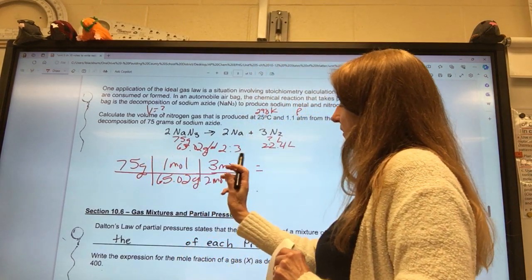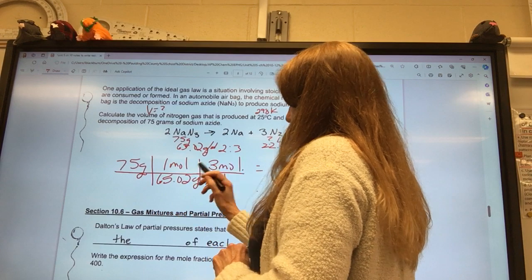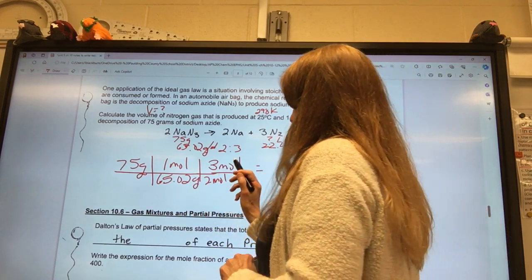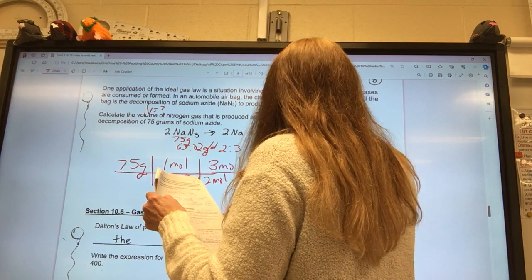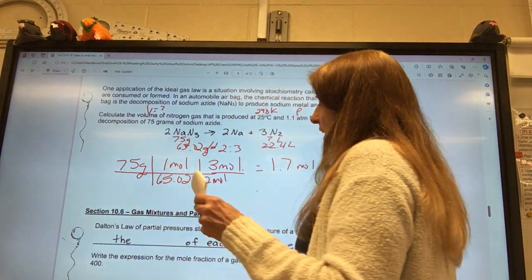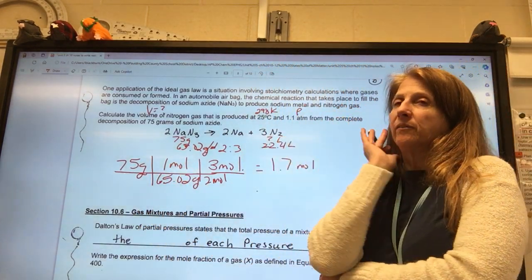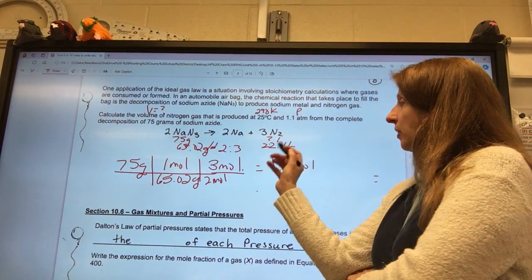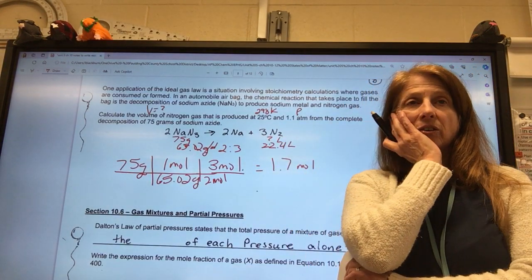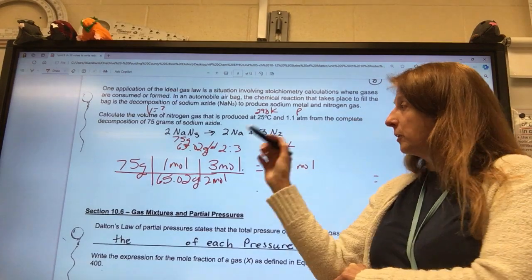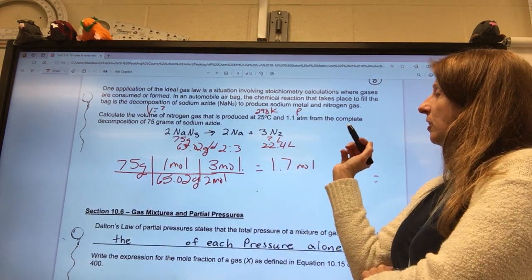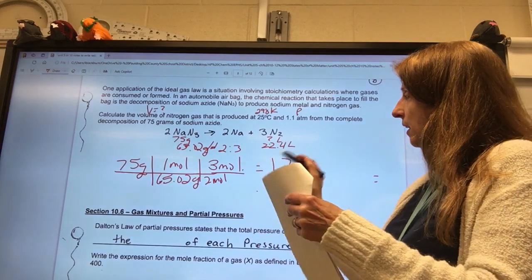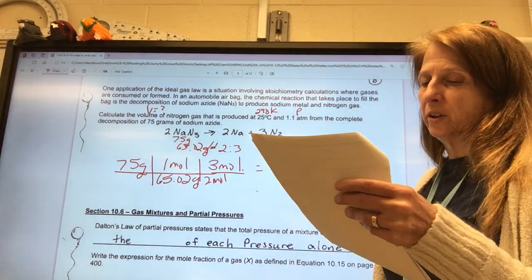Now the book has a stop there. And so we would do 75 times 3, enter, divide by 65.02, enter, divide by 2, enter. And it's 1.7 moles. Okay, but normally, what would we have done in honors at this point to get the liters? We'd go around and multiply by 22.4. That's how we would do it in honors.